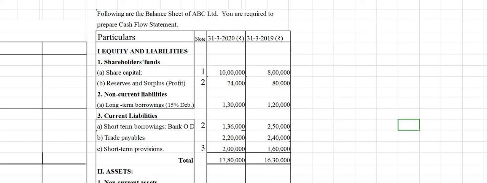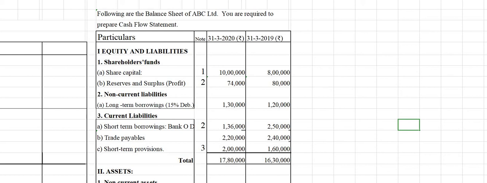Hello everyone. During the past two classes, we were discussing the chapter cash flow statement in accountancy. There we have discussed so far what is a cash flow statement, what are the utilities or usefulness of cash flow statement, what are the benefits of cash flow statement, and discuss the limitations of cash flow statement, and also discuss the format of a cash flow statement as per accounting standard 3 revised, and told that we will prepare the cash flow statement in indirect method.